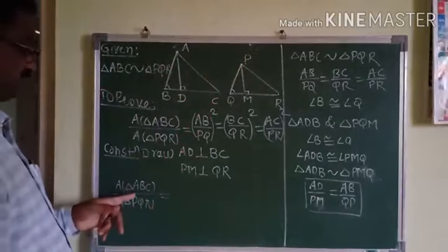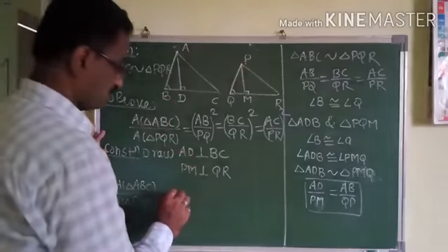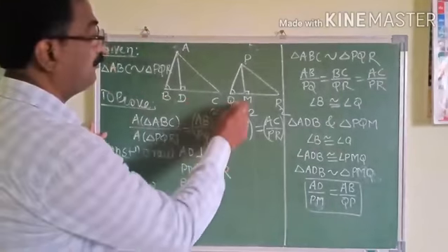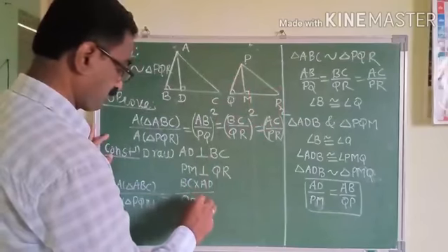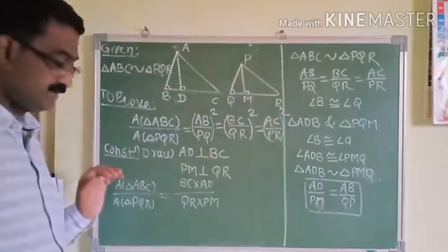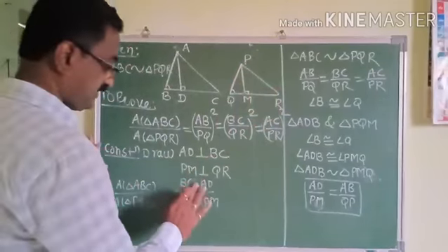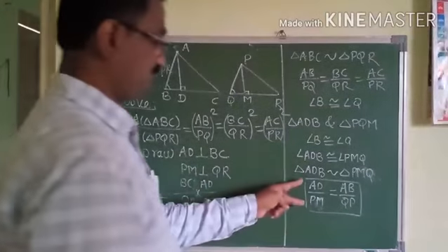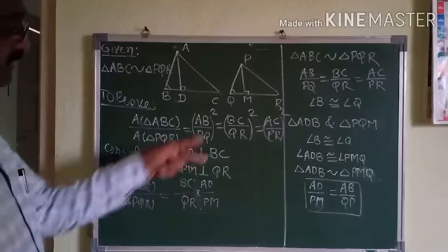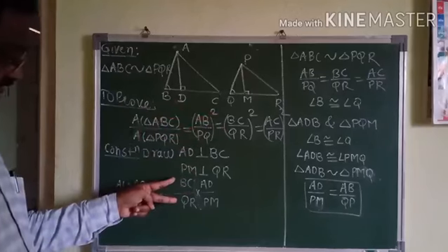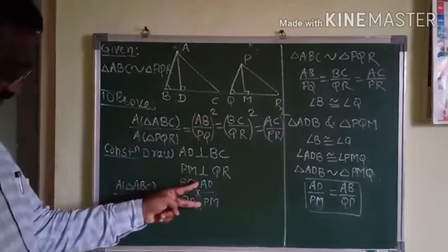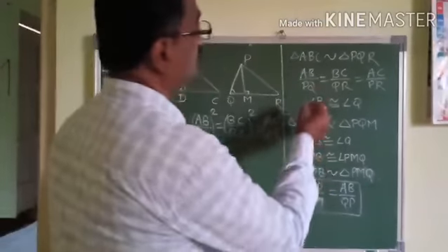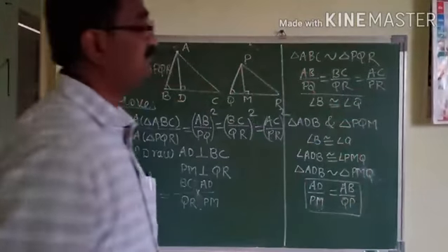So area of triangle ABC upon area of triangle PQR is nothing but the product of BC and AD upon QR into PM. Okay. So instead of this we can write it in this manner: BC upon QR into AD upon PM. Here is BC upon QR, but we need BC square upon QR square. So instead of AD upon PM we can write BC upon QR, then we get BC square upon QR square.